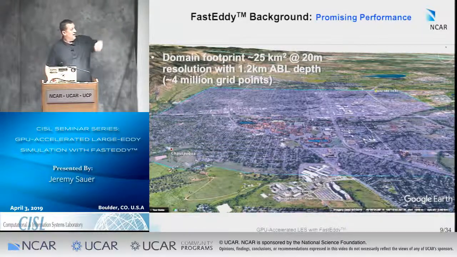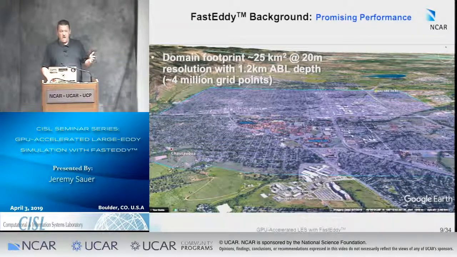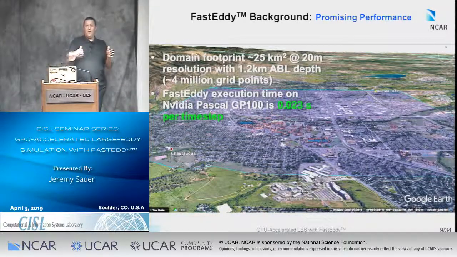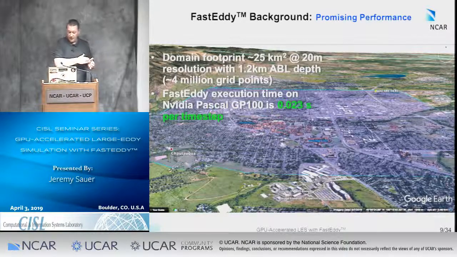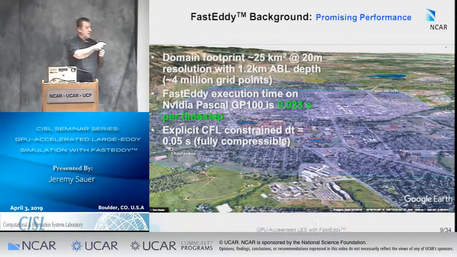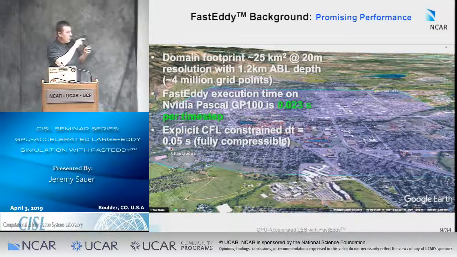The scenario had a depth of the atmospheric boundary layer of 1.2 kilometers, and that amounted to about 4 million grid points in the simulation. So the FastEddy execution time on the NVIDIA Pascal GP100, which is sort of the penultimate generation of GPU at this point, was 0.023 seconds per time step. FastEddy is a fully compressible large-eddy simulation, so we are explicitly constrained in the size of time step we can take by numerical stability factors, the Courant-Friedrichs-Lewy condition, the CFL constraint, to 0.05 seconds.